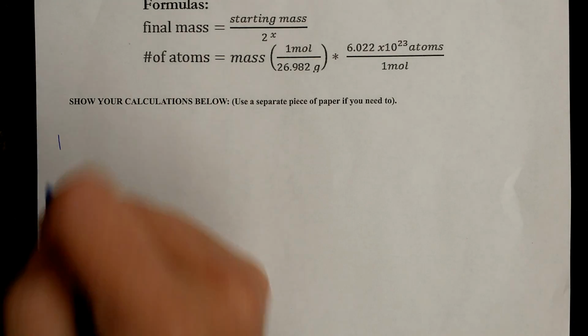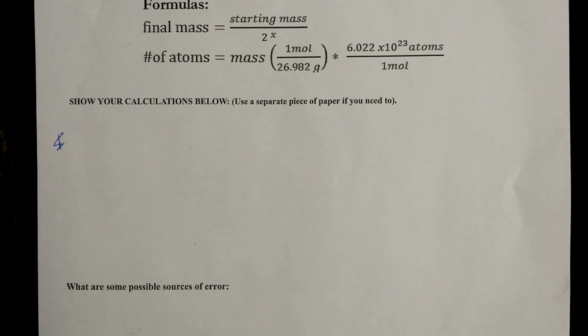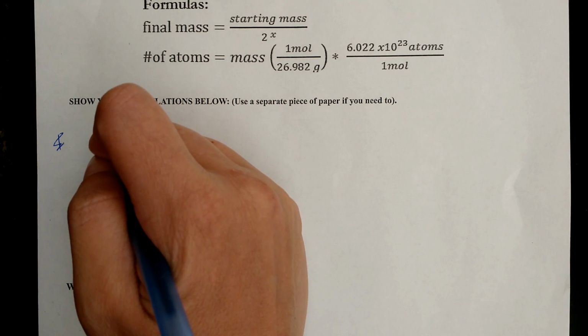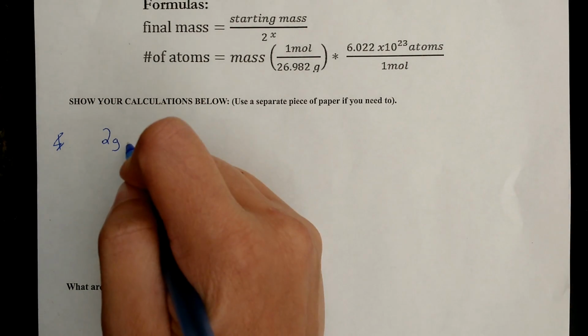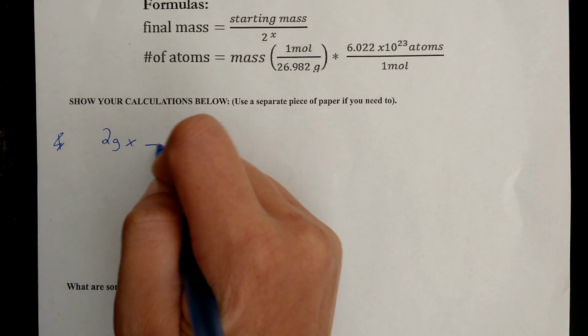The purpose of this video is to help you calculate the number of atoms in the aluminum. So first we're going to figure out the number of atoms in your initial mass of aluminum. Say for instance that your initial mass of aluminum was 2 grams. This is going to be different for everybody. This is the measurement that you took at the beginning of the lab.